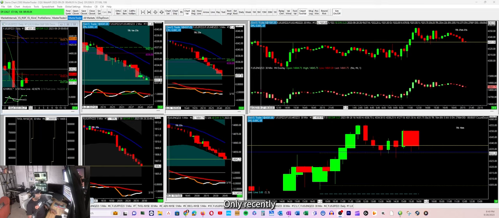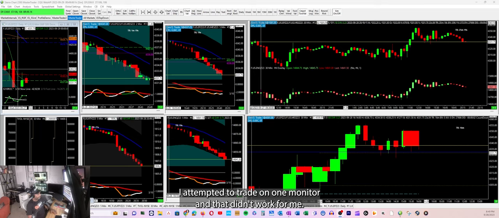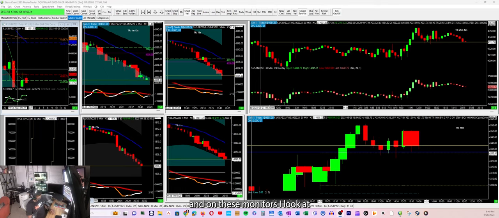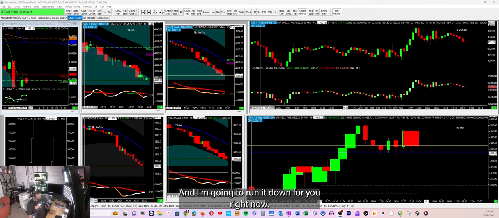Only recently I attempted to trade on one monitor and that didn't work for me. I wasn't getting enough information, so I went back to two monitors. On these monitors, I look at 10 different charts. Of those 10 charts, technically 7 of them are S&P 500 charts, and 3 of them are different markets. And I'm going to run it down for you right now.